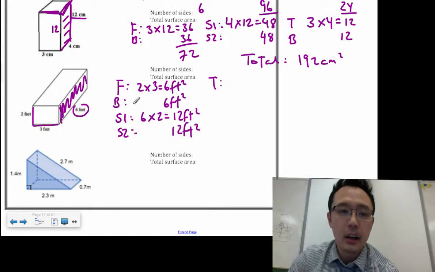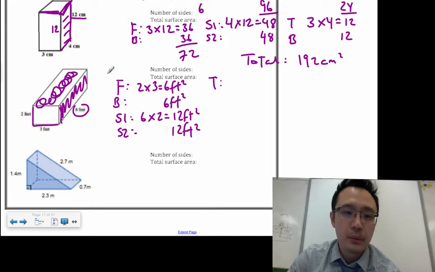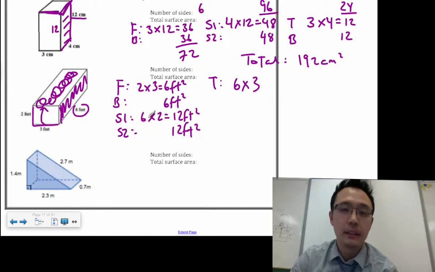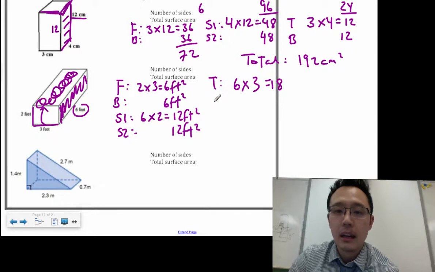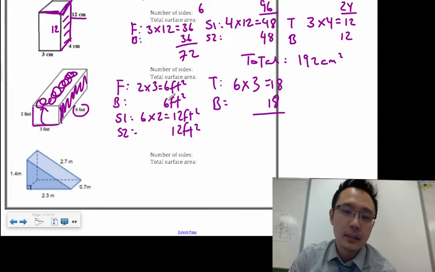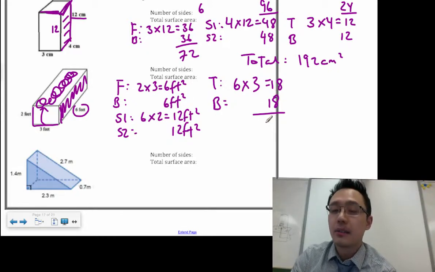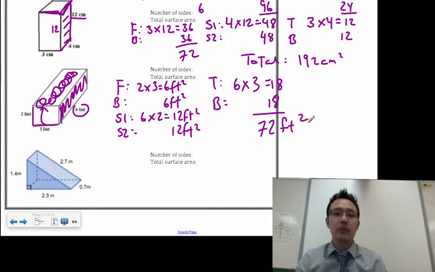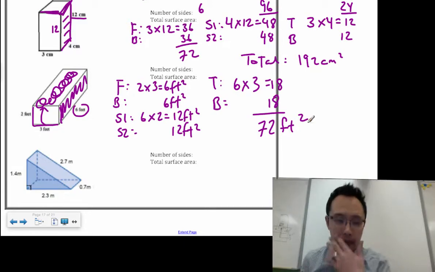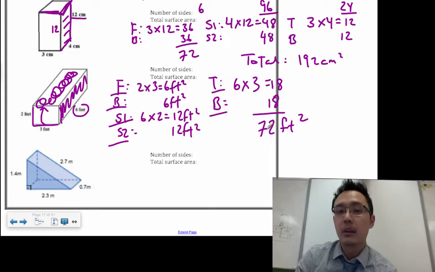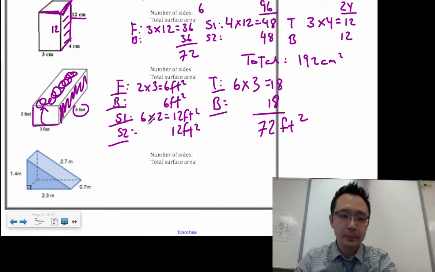Do I have my top? Top is right here. That is going to be 6 times 3, because my 3 can also be that width as well. So that's 18. And then if I have my top, I have my bottom, which is 18 again. So add all this stuff up. 6 plus 6 is 12. So 3 times 12 is 36. 36, this is also 36. That's 72. What are my dimensions? Feet square. So those are my three-dimensional shapes. Make sure you break down all these sides. If you do all the work in doing all the breakdown, your answer should be correct.